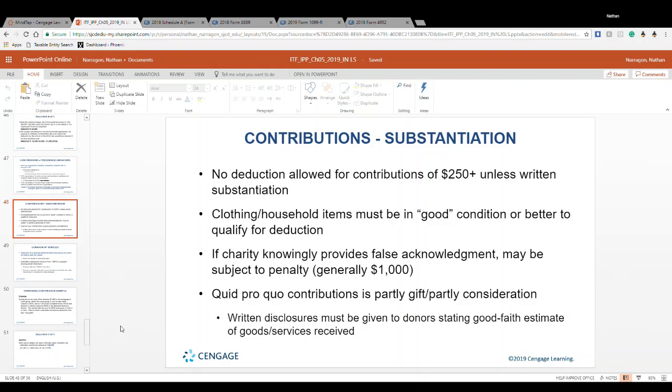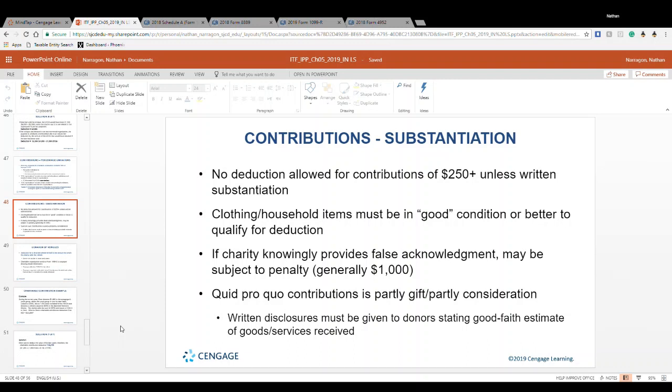Okay, so basically you have to have documentation that says that you've donated. Clothing and household items must be in good condition or better to qualify for the deduction. Again, that's all up to the Salvation Army, the thrift store, or whoever you donated it to, as long as it's one of those charities, the church itself. If the charity knowingly provides false acknowledgement, that charity gets a penalty of $1,000. So this makes charities want to actually say the right thing.